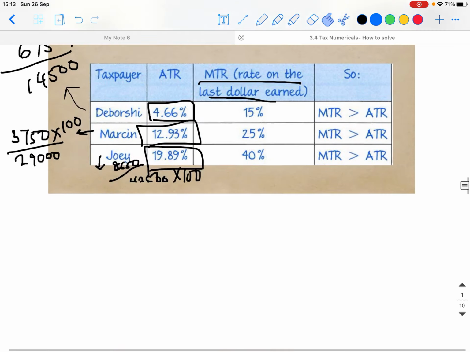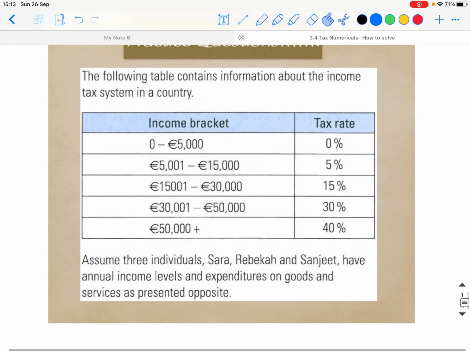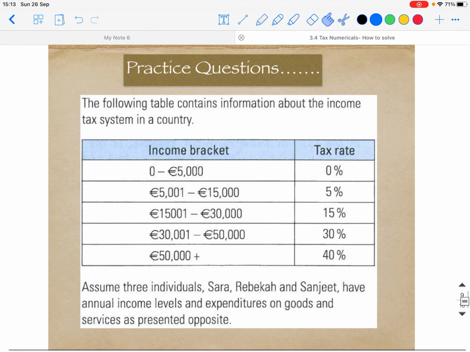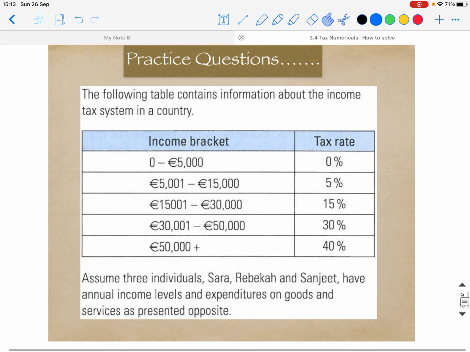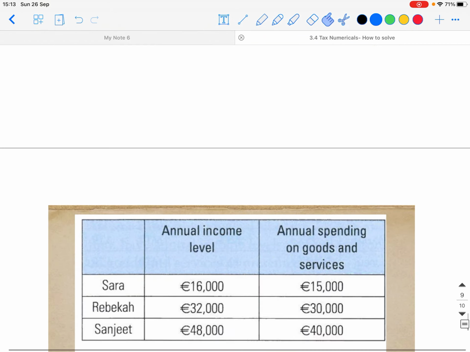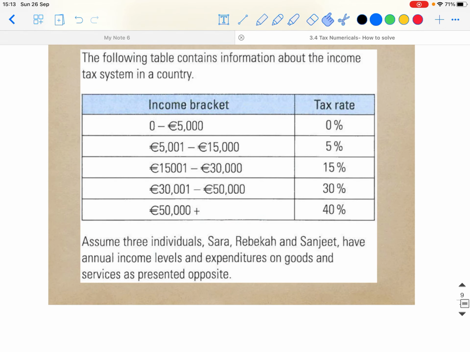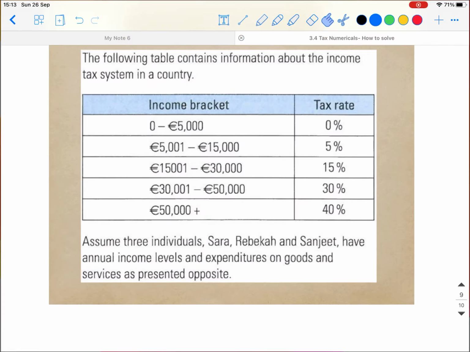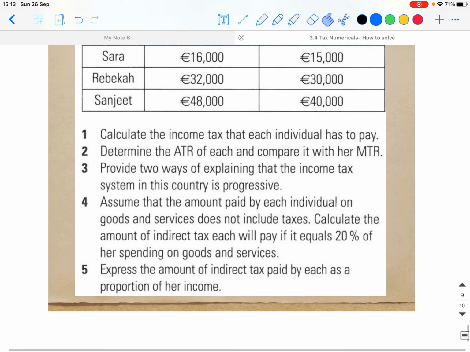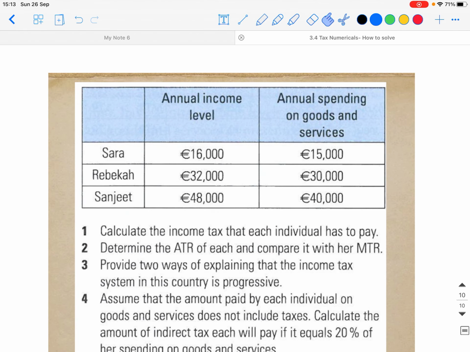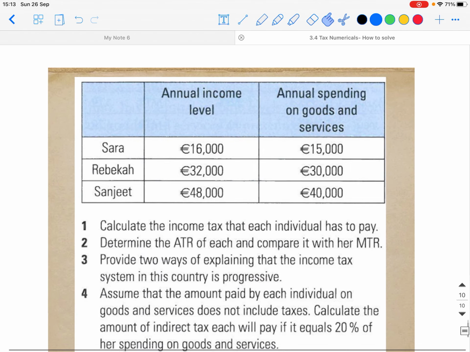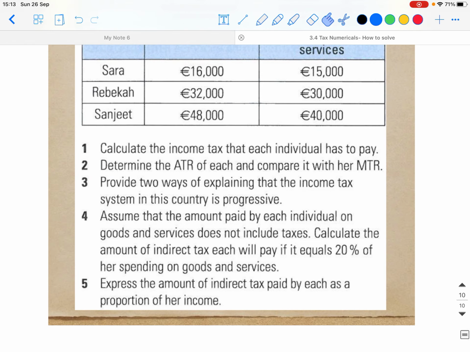So now in this sheet itself, I have given you a practice question. This is from the presentation which I shared with you. So this is a practice question in that. So you have to answer all of these questions. This is given to you already. This table shows the income tax slabs and the tax rate applicable on each slab. Then this one is showing you their annual income levels and their spending levels, and then you have 5 questions which you have to solve in the same way.